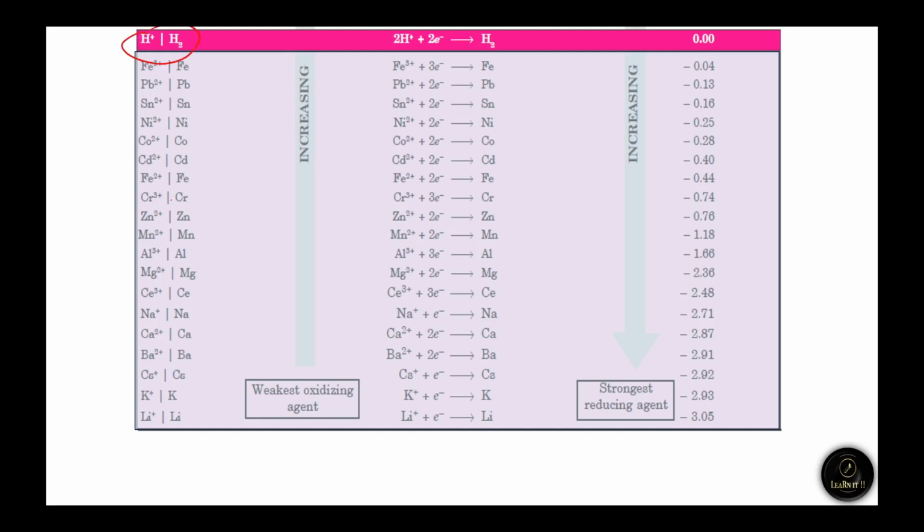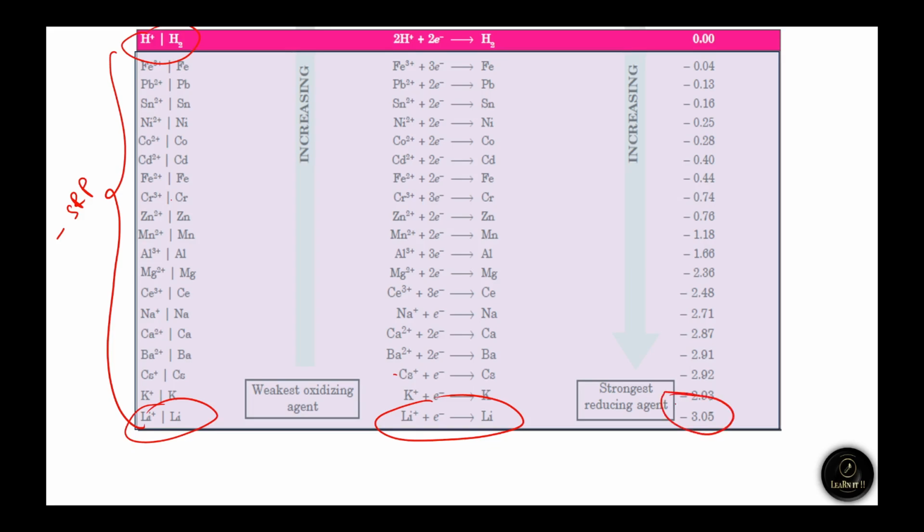So here hydrogen is at the top, which means that all these elements have a negative value of standard reduction potential. You can see lithium is at the bottom, whose reaction is this, and the standard reduction potential value is minus 3.05 volt.